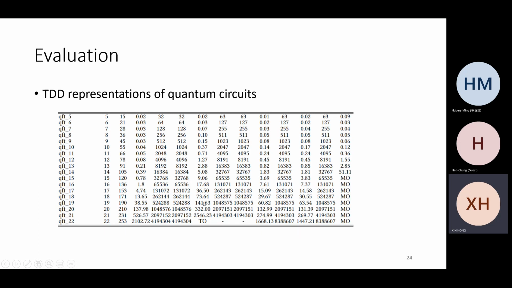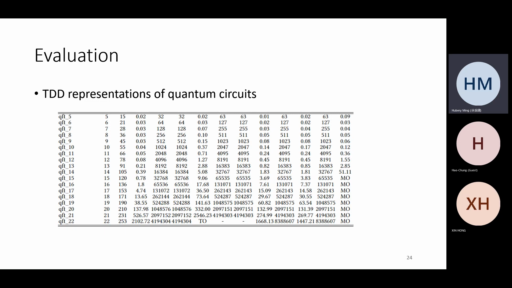And this is the time for constructing the tensor disintegration for the corresponding circuit. And then these are the corresponding nodes, the biggest number of nodes and the final number of nodes. And these are the time and biggest number of nodes when we use TDD combined with some circuit patching schemes. And this is using TDD combined with another circuit patching scheme. And this is the time for using Google Tensor Network to represent the corresponding circuit. Okay, thank you.